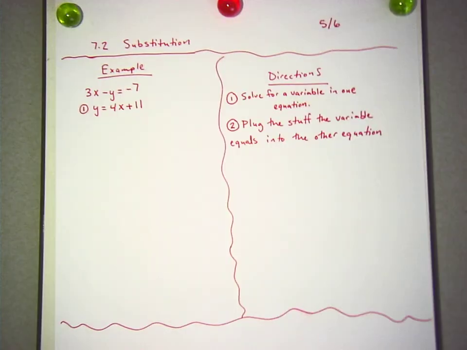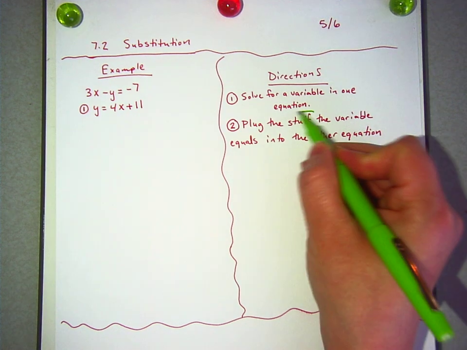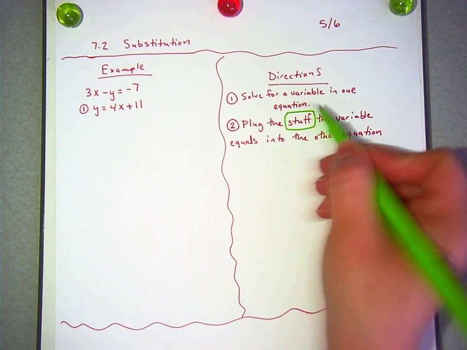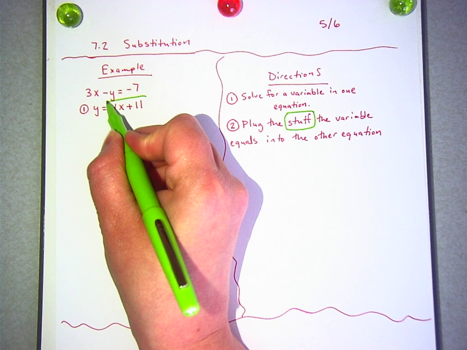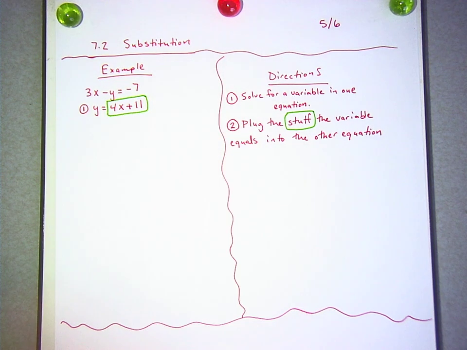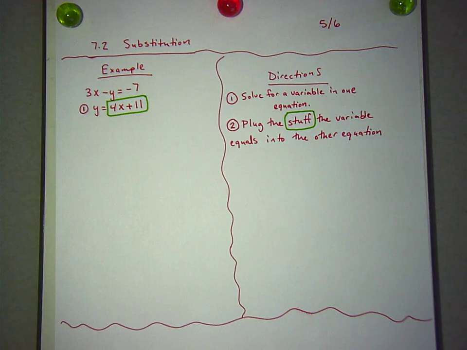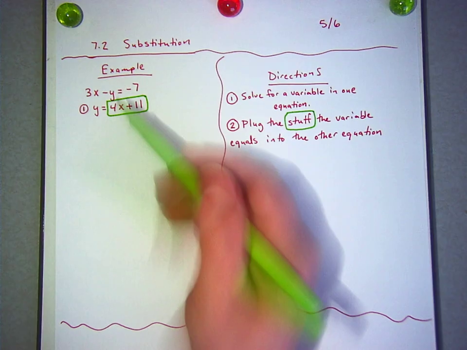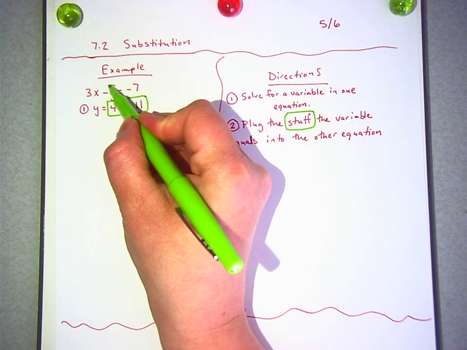Okay, so here's what I mean by that. When I say stuff, the variable equals, that is this. You see how y equals that stuff? So now we're going to put that stuff in for this y.